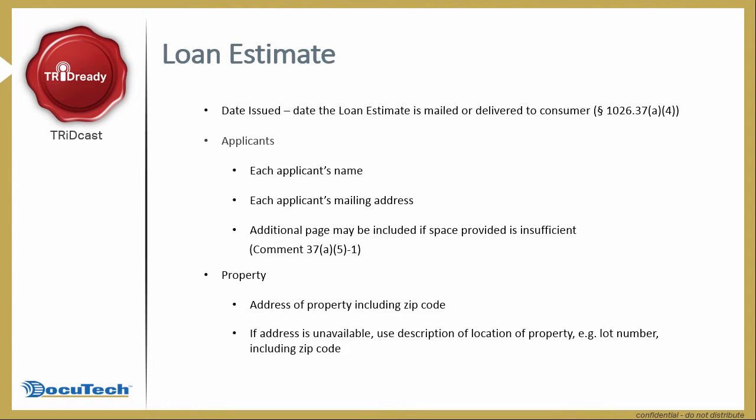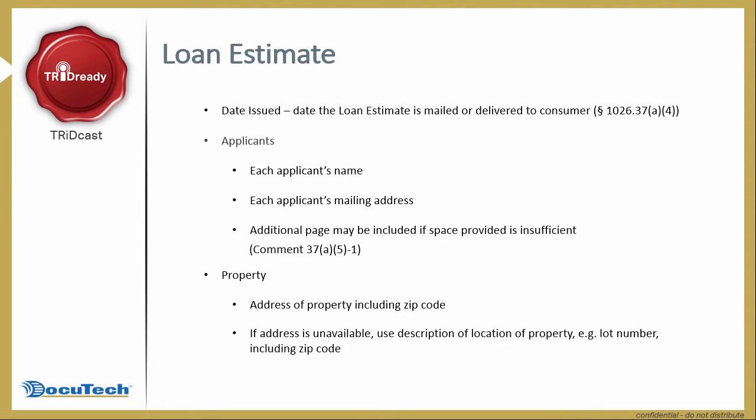The other important thing to note on the date issued is that if the mortgage broker delivers the loan estimate, it is the date that the broker mails or delivers the document as well. The next section on the document is the identification of the applicants. And that seems simple enough.